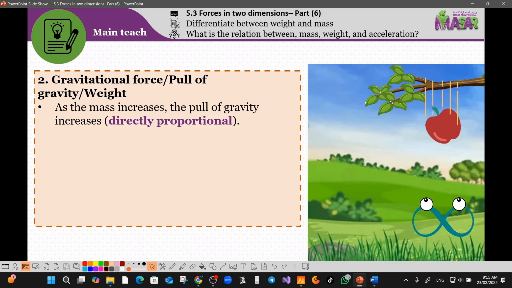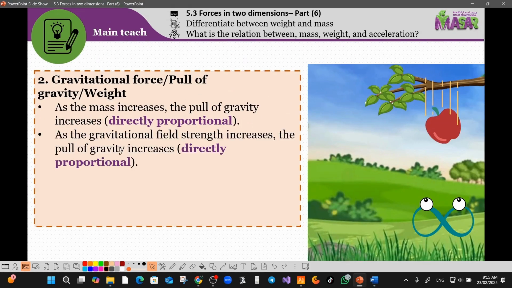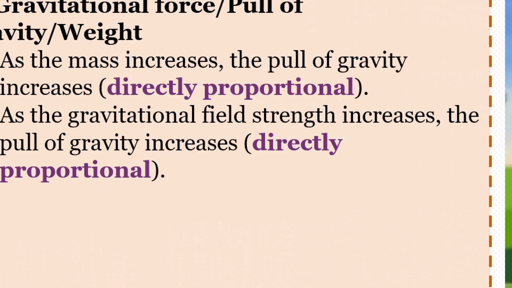Now, as the mass increases, the pull of gravity increases. This is known as directly proportional. So mass and pull of gravity are directly proportional. And when I say the mass increases, I mean that we have changed the object itself in this context. Now, as the gravitational field strength increases, the pull of gravity increases. This is again directly proportional. And we can change the gravitational field strength by changing the planet itself, or when the object is placed at a very great altitude.